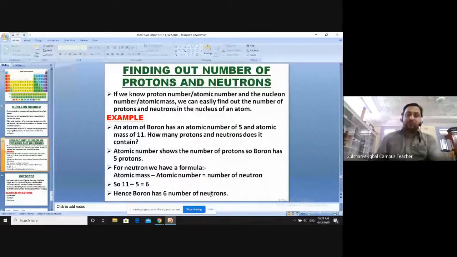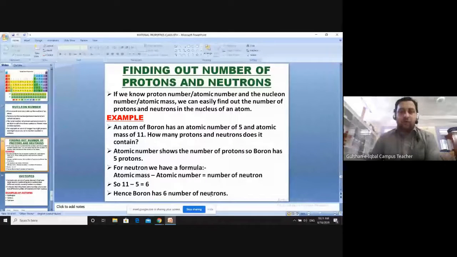Whenever we want to find out neutrons, we have to apply a formula, and that formula is atomic mass minus atomic number. Atomic mass means nucleon number, minus proton number. You have to subtract the atomic number from the atomic mass or nucleon number. The answer will be the number of neutrons.